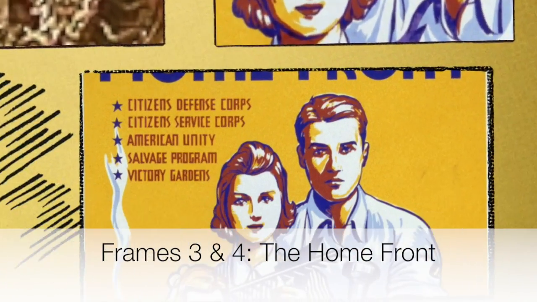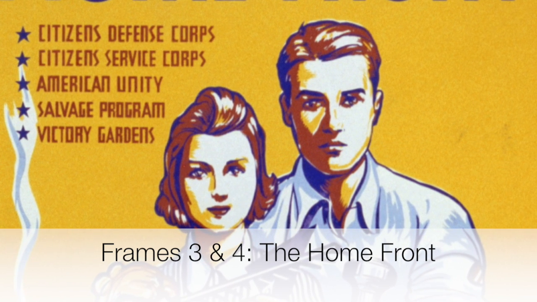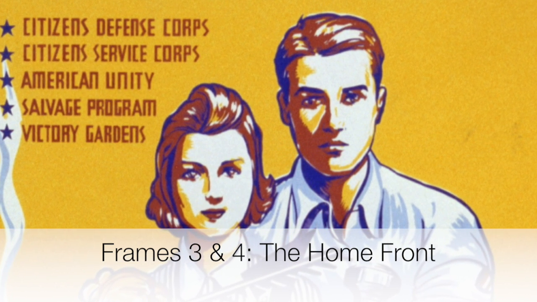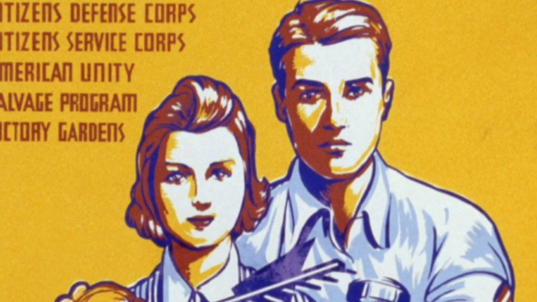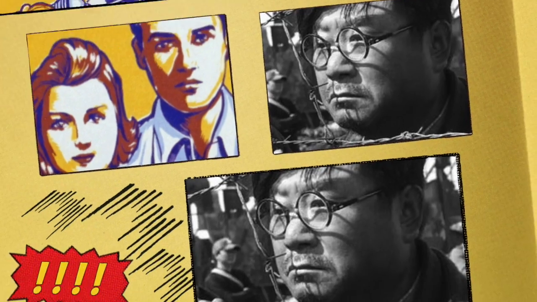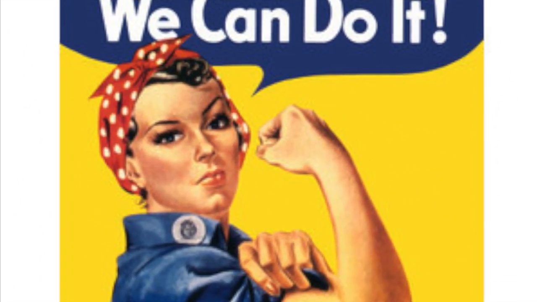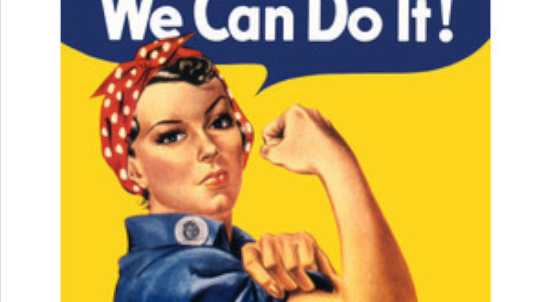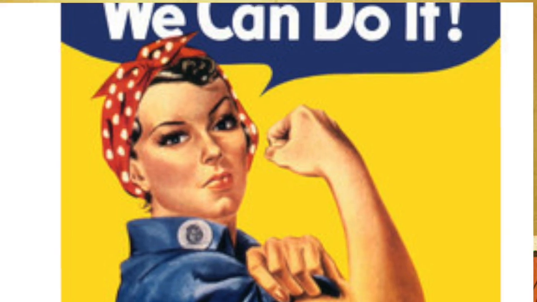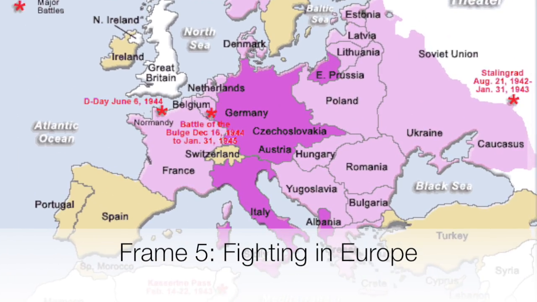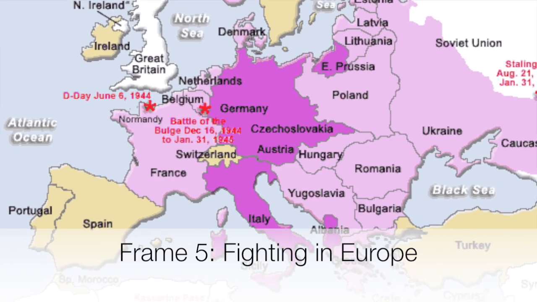Frames 3 and 4, since we spent quite a bit of time covering the home front during World War II, a reminder that's what is going on in the United States while World War II is going on. For those 2 frames, you can include things like Japanese internment, we talked about that, and the role of women in the United States, or even abroad if you want to cover that, so the role of women during World War II.